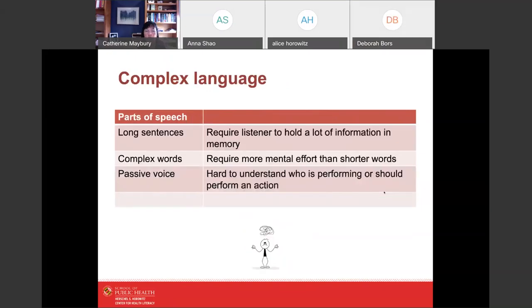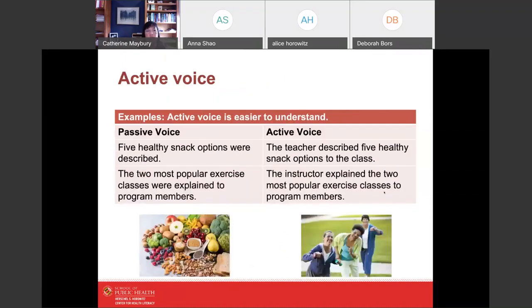So a third form of complex language is passive voice. And we've talked a lot about passive voice in the first two webinars. With passive voice, it's hard to understand who's performing or should perform an action. So what we want to do is avoid passive voice and use active voice, which is specific and direct. Here's a couple examples of passive voice.